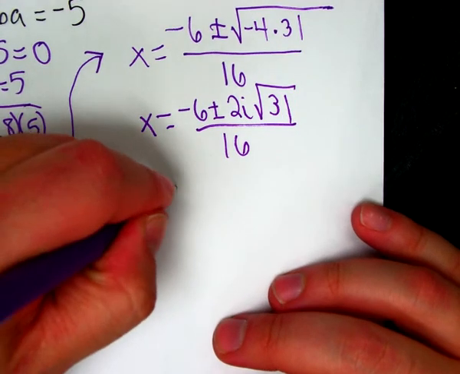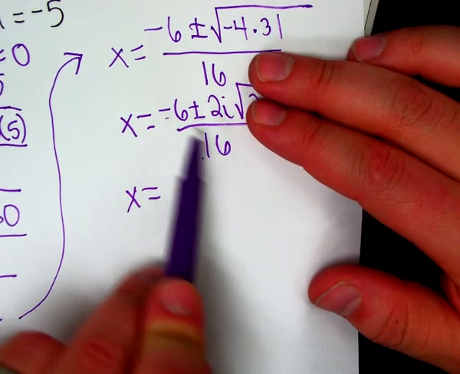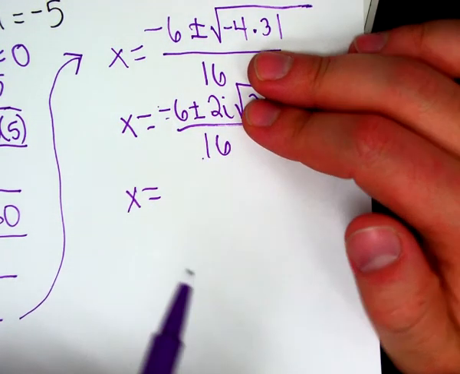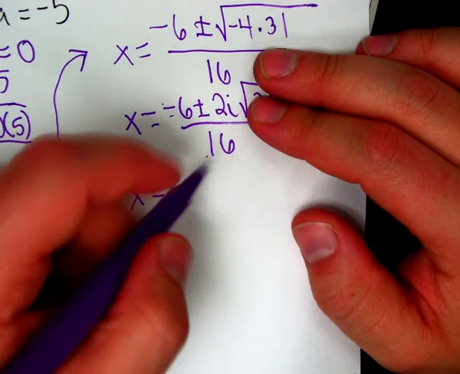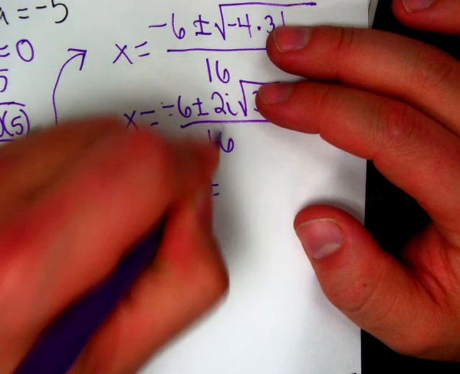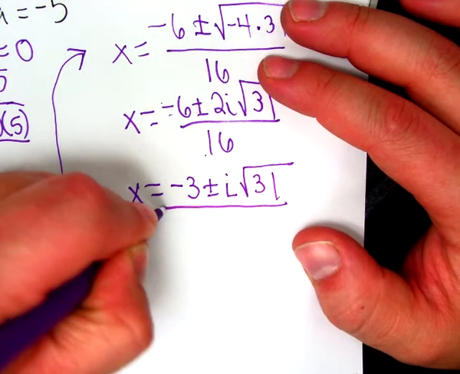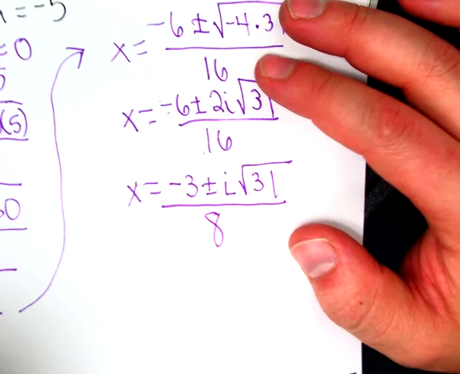And now let's again look at each one of these three parts. We have a 6, a 2, and a 16. They're all outside of our square root. They all share 2 as a common factor. So if we divide each one of these by 2, we end up with negative 3 plus or minus 2 divided by 2 is just 1, so 1i square root of 31 over 16 divided by 2, which is 8.